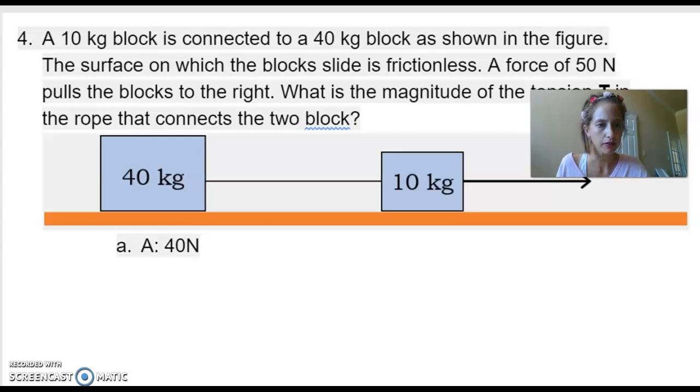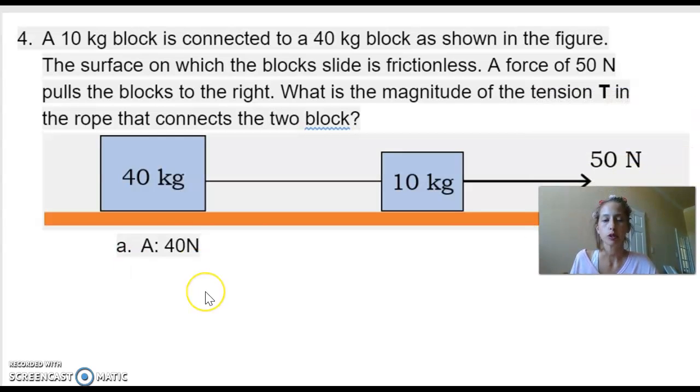All right, let me get my face out of the way. Okay, so we have tension on our rope between two objects. We can do this.